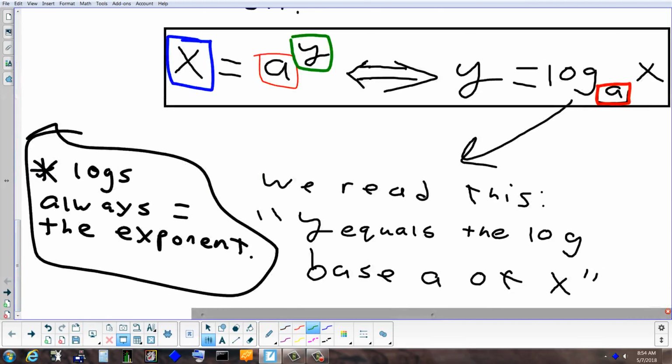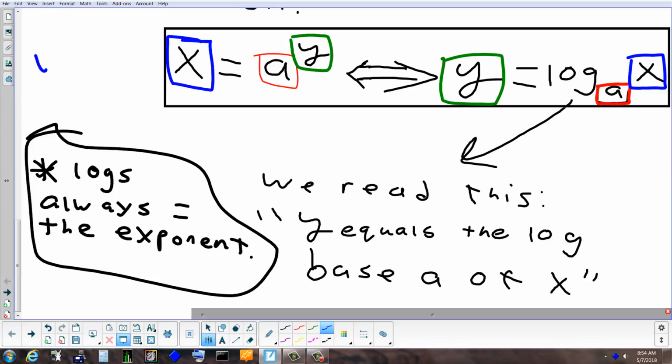Logs always equal exponents. So whatever the exponent was, that goes by itself on the other side. Now, once you figure out where 2 out of 3 of them go, there's only one spot left, and only one letter left. X goes right there. X is what you're taking the log of. It's kind of what you're plugging into the log function.